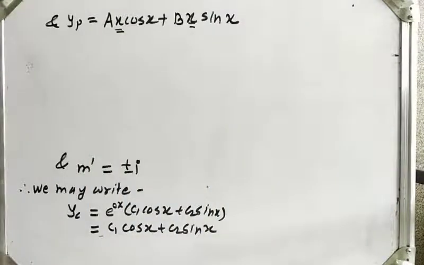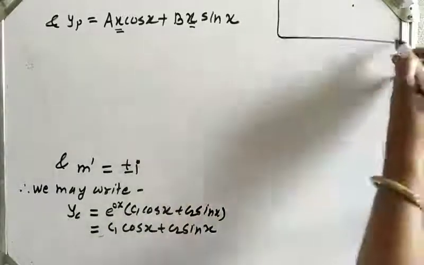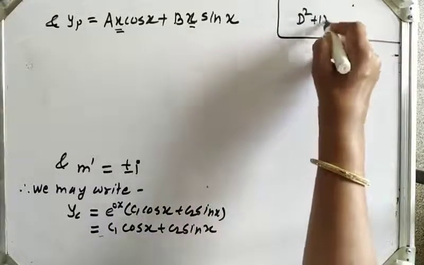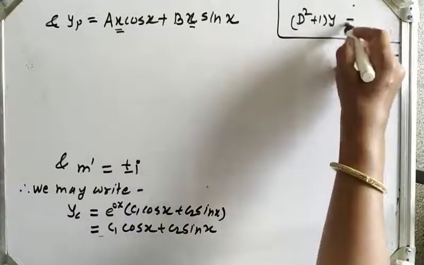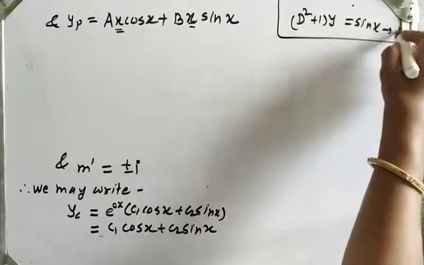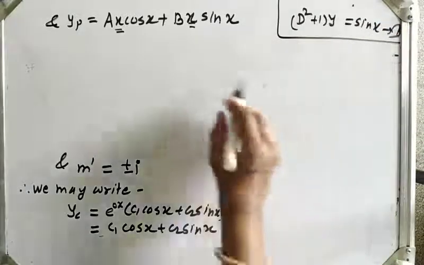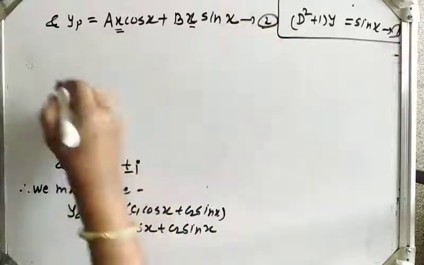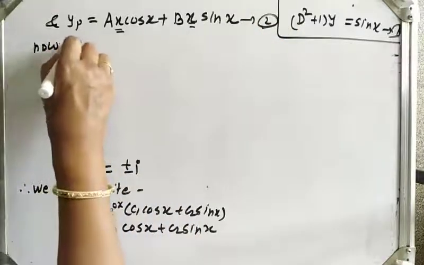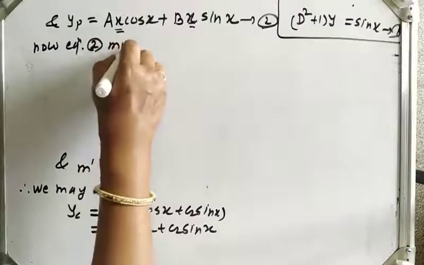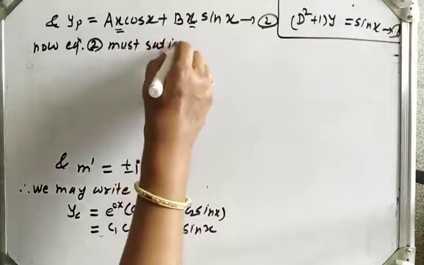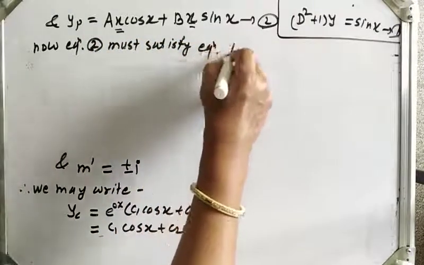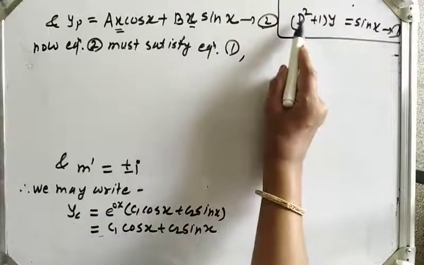Okay, what is our given differential equation? It is (d square plus 1) y is equal to sin x. Give it equation number 1. And yp, give it equation number 2. Now equation 2 must satisfy equation 1. In equation 1 we need d square y.